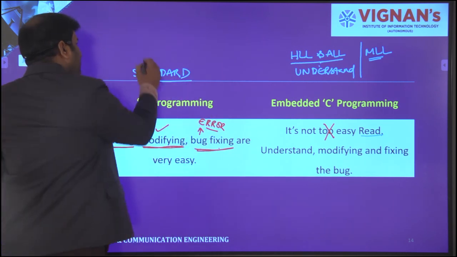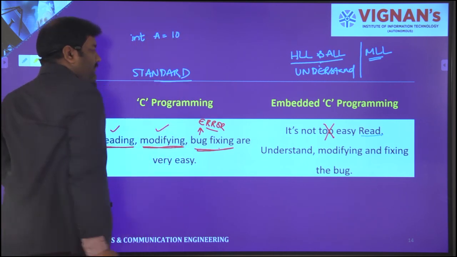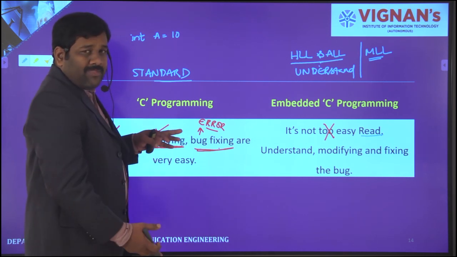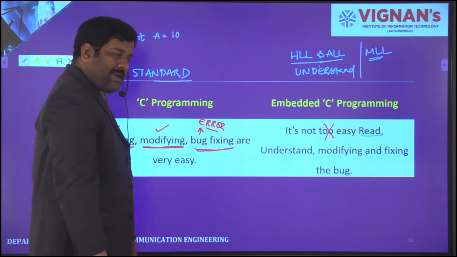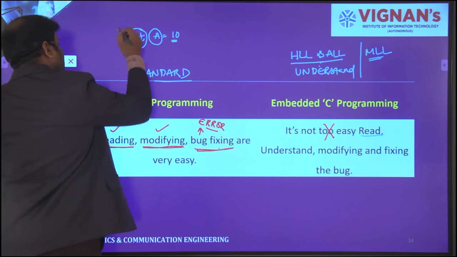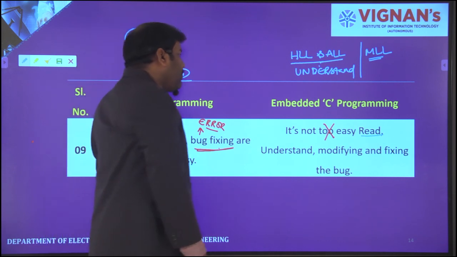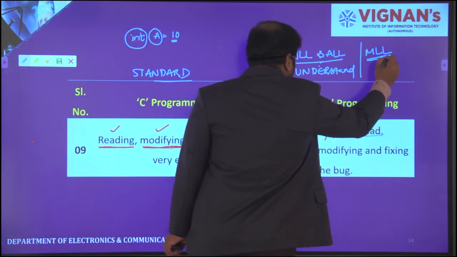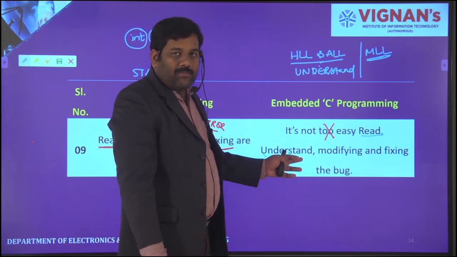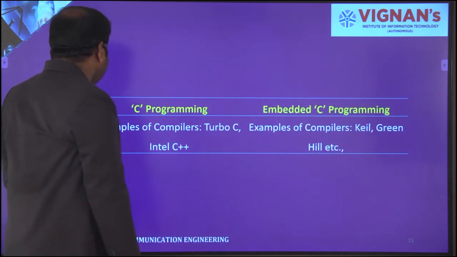Wherever it is, for an integer you can write int a equals 10. For example, you have a program of 1000 lines. From the first line to the last line, wherever a is there, the value of a is 10 only. It is treated as an integer only. It is a standard statement. But without machine level language knowledge, you can't read, understand, modify, or fix the bugs in embedded C programming.